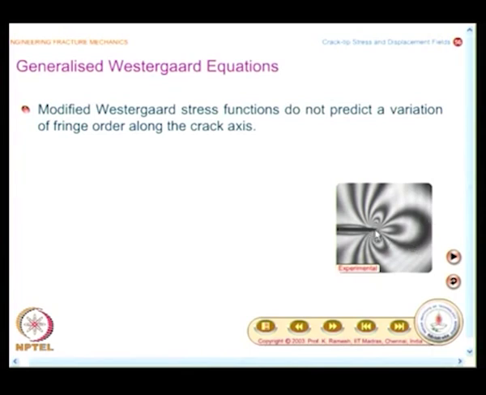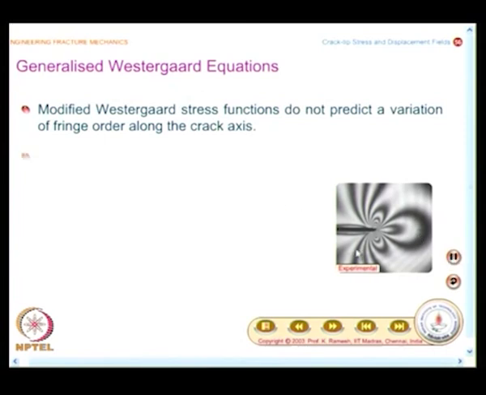So, the idea is, though we want tau xy to be 0 along the crack axis, we find that modified Westergaard equations do not provide a variation of maximum shear stress. In an actual experimentation, you do find fringe loops and they correspond to variation of maximum shear stress along the crack axis.